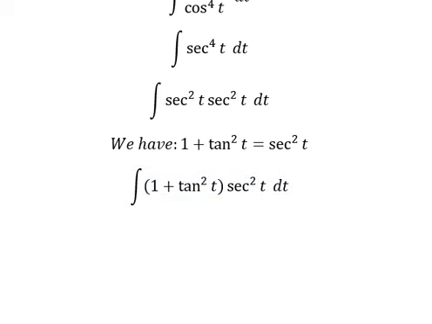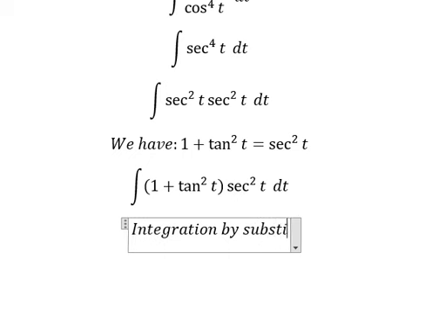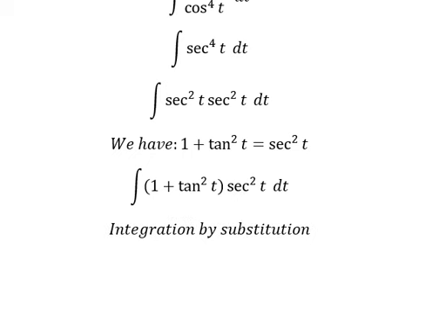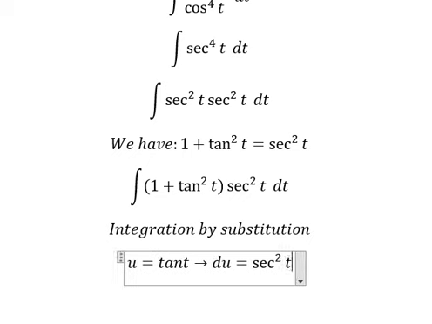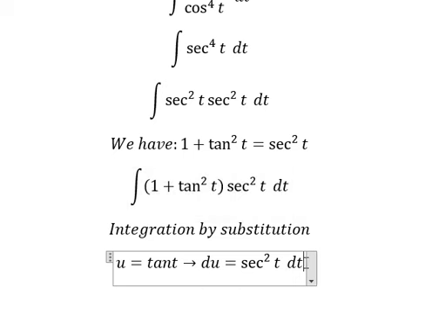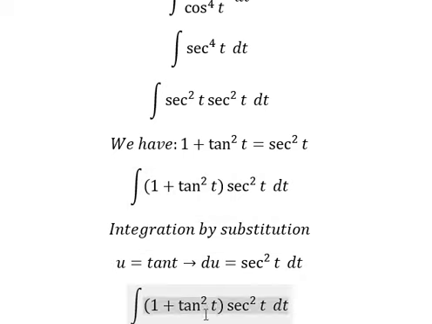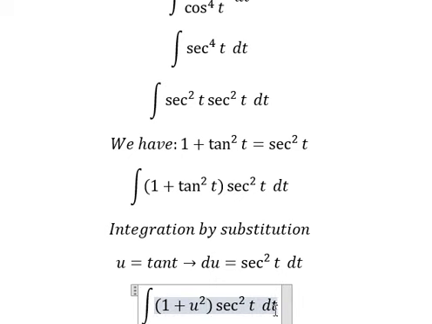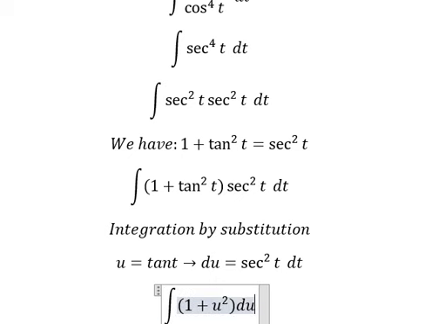Next, we can use integration by substitution. So I will put u equals tan t. Later that, we need to take the first derivative of both sides, and we have du equal to secant squared t dt. So this one we change for u, and we have u squared. This one we change for du.